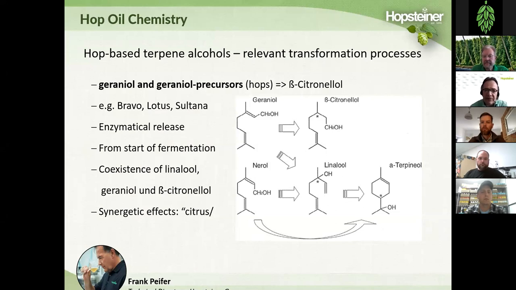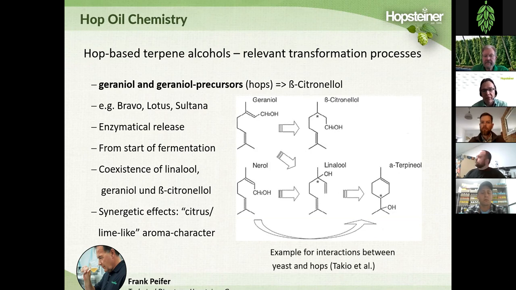That depends on one side on the variety that you are using. There are geraniol donors coming from Bravo, Lotus, and from our variety Sultana, for example.